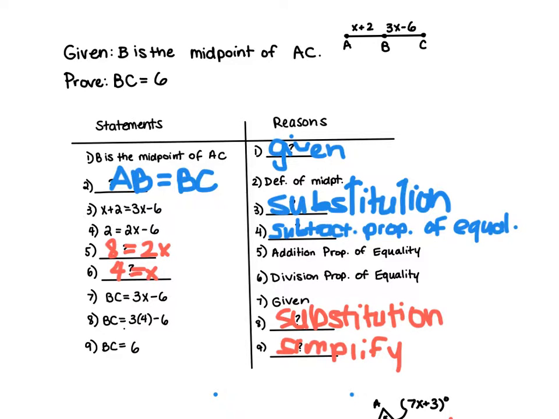Because it's kind of 2 steps in one. It's not really the addition property because you're not adding the same thing to both sides. You're just literally simplifying that side.